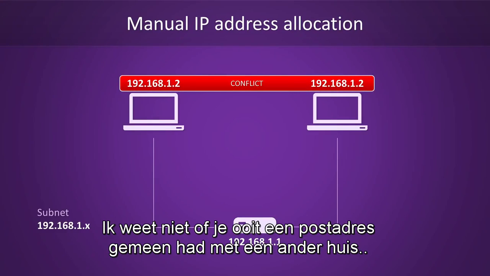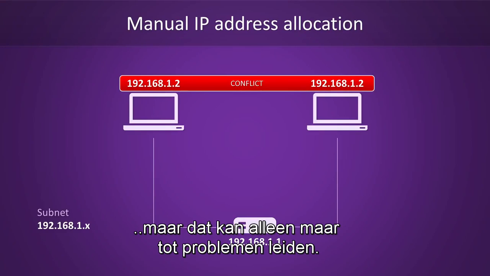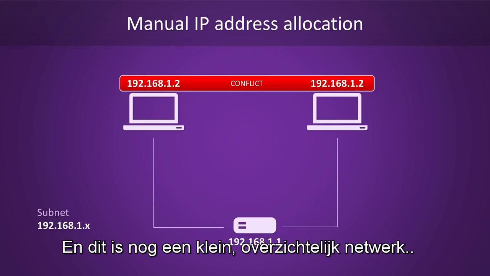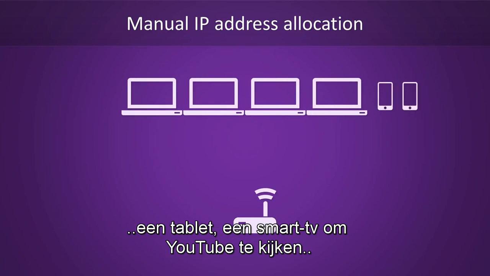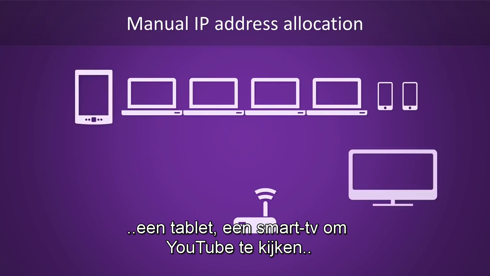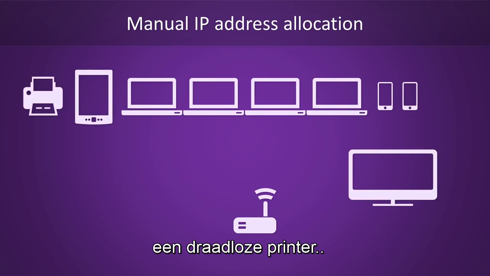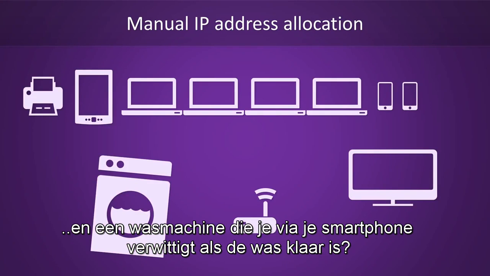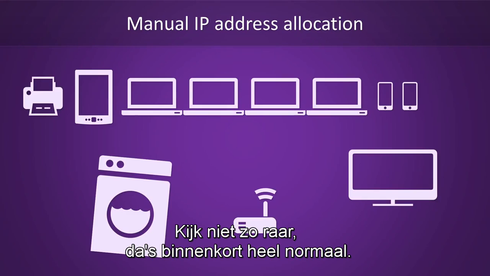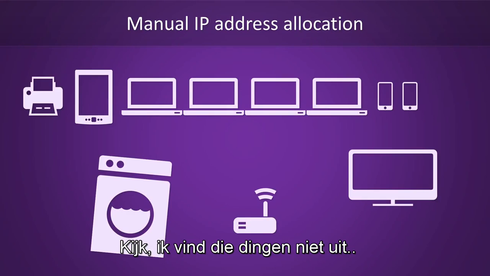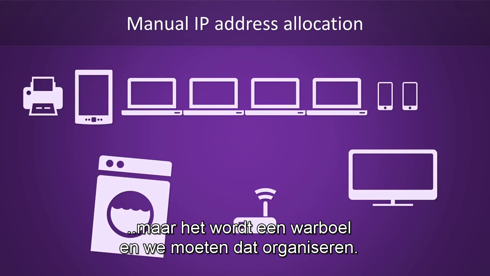Now, I don't know if you've ever shared a street address with another house, but that's bound to lead to all sorts of misunderstandings. Granted, that's still a small, manageable network, but what about 4 laptops? Maybe throw in a couple of smartphones, add a tablet phone hybrid, a smart TV to watch YouTube on, a Wi-Fi enabled printer, and a washing machine that sends a notification to your phone when the laundry is ready? Oh, don't give me that weird look, it's inevitable. Look, I don't invent these things, but this is a mess and we need a system.